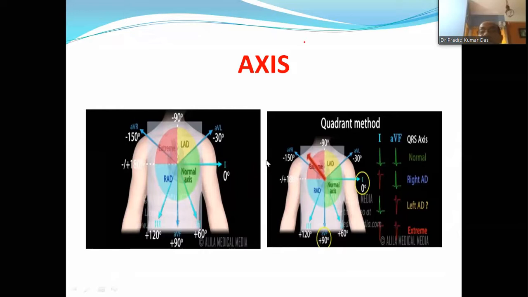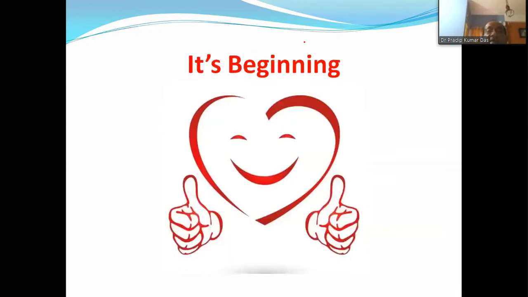Here again is a summarized way, the quadrant method, and this is the axis. So beyond minus 30 is left axis deviation. In that case, we get the QRS upright in lead 1 and the QRS downward in lead aVF. It is easy to remember.